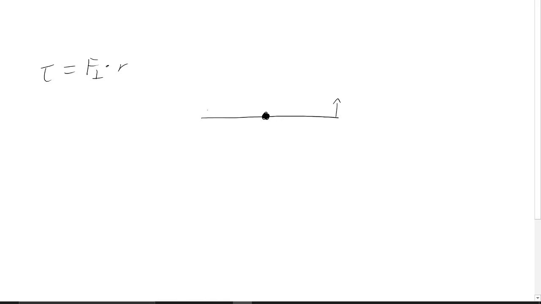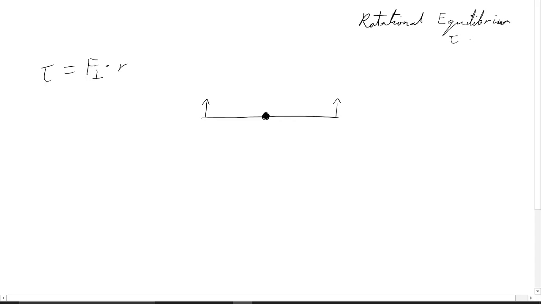And when these torques are balanced out, say there's another force on the other end that's equal in distance and in force, then that's called rotational equilibrium. So this means that the stick is not accelerating. So it could be rotating at constant speed, or it could just be not rotating at all. Sigma tau equals 0.